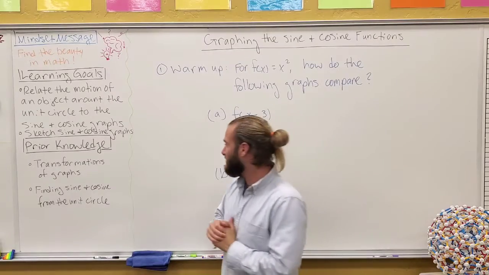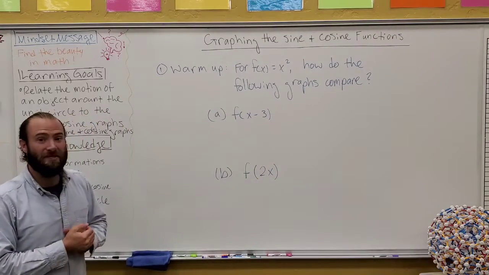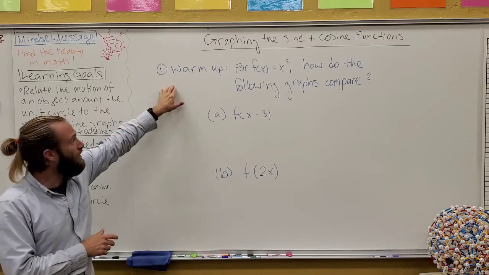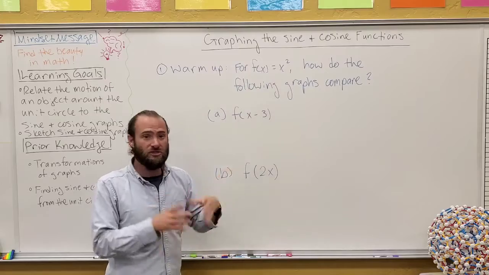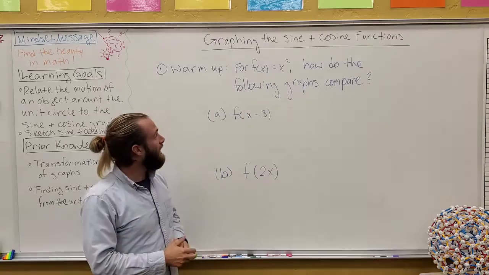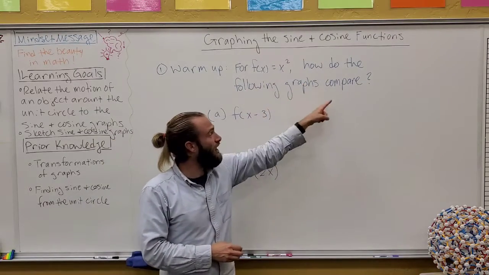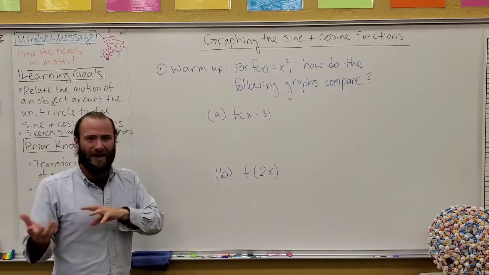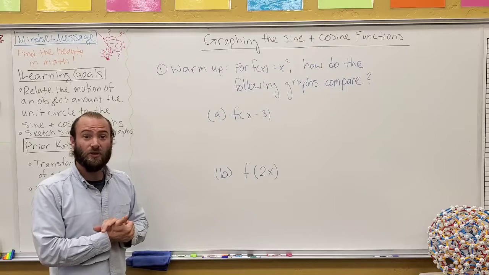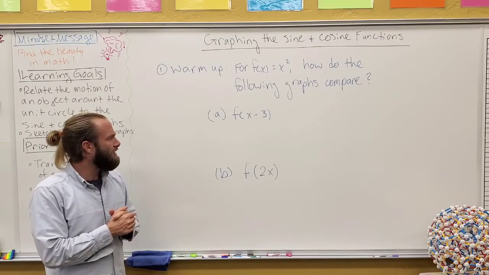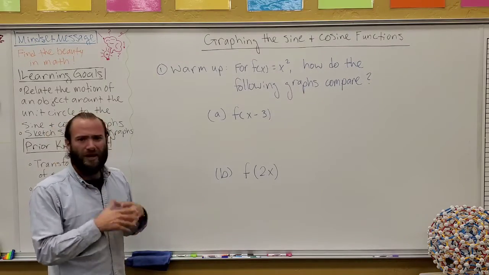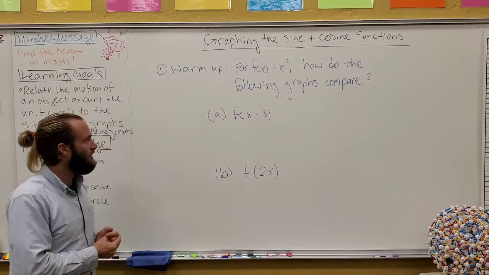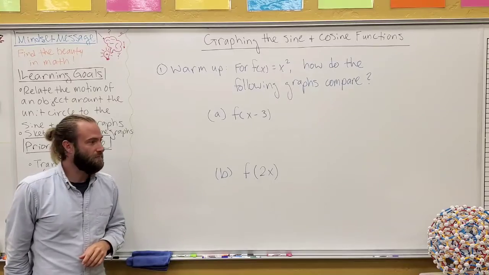Let's take a look at a warm-up example that has to do with graph transformations. So right now I gave you f of x equals x squared, so just the basic parabola, and we ask, how do the following graphs compare? So this is one where you can look back in previous notes or something if you'd like and pause it, but you may also want to just jump ahead with me right now and just talk it over as well. So let's go ahead and take a look at that.